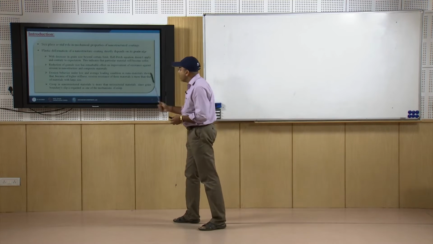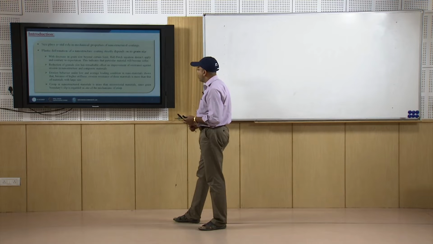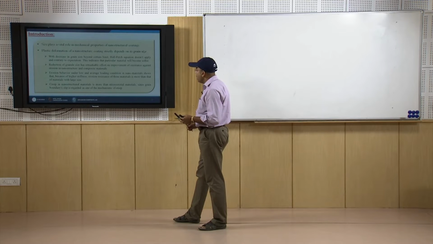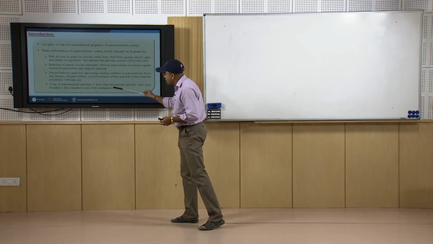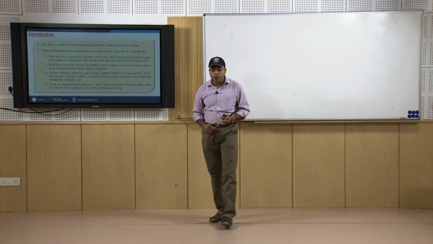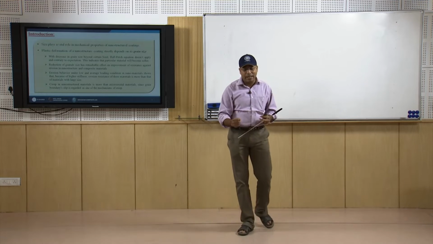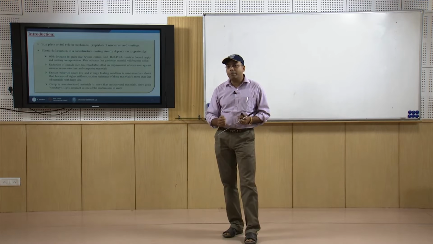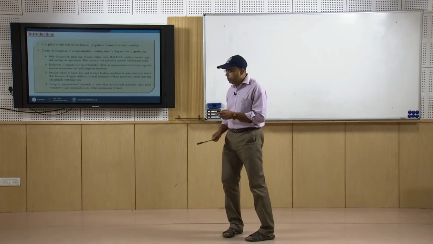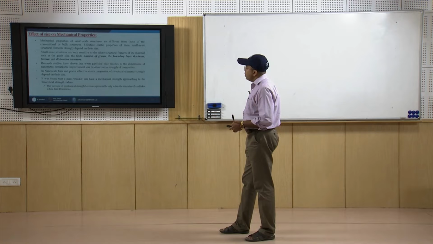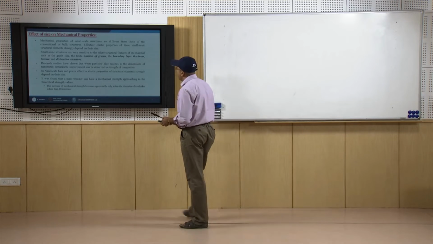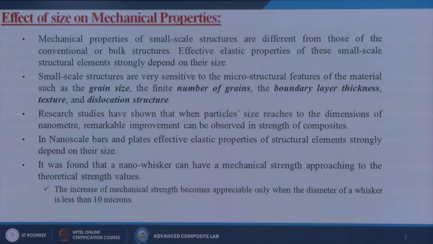Creep in nanostructured materials is more than in microcrystalline materials, since grain boundary slip is regarded as one of the mechanisms of creep. So when we talk about microcrystals, the creep is more, but when we talk about materials with particles in the nanometer range, the creep of that material is going to be reduced. Next, the effect of size on mechanical properties. Mechanical properties of small scale structures are different from those of conventional or bulk structures.